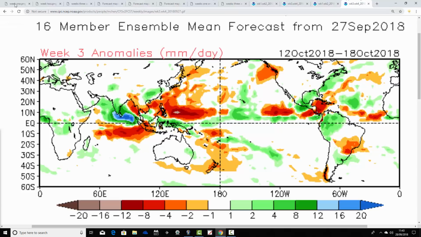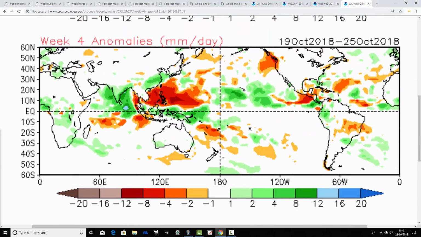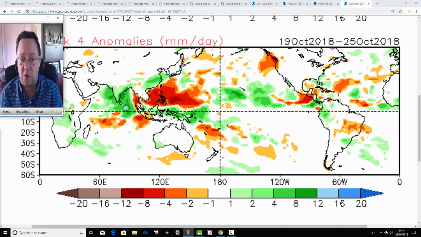But then we get this change as that trough deepens from the 12th to the 18th of October. We're turning wetter than average then. And then we keep it wetter than average from the 19th to the 25th of October as well. So what do we make of that?